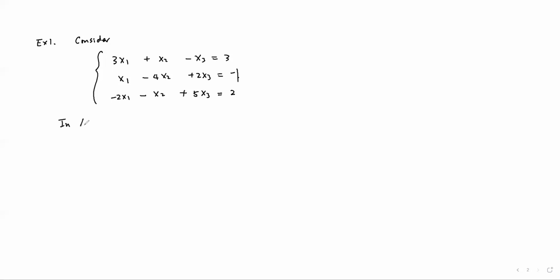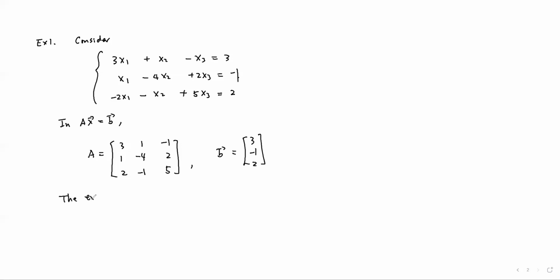In matrix form, AX is equal to B. In this form, matrix A is as shown, and the right side is 3, -1, 2. Now, the exact solution of this linear system, I use X star to denote the exact solution of a linear system. It is 1, 1, 1. Now I want to find the exact solution.